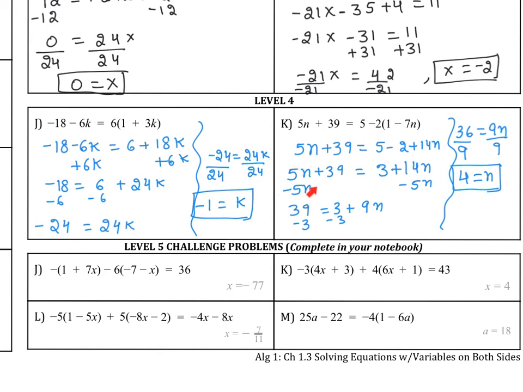Now bring the variable to one side by subtracting 5n on both sides. The 5n and 5n cancel. You're left with 39 here, and 3 plus 9n on the other side. Now subtract 3 on both sides. This side will be 36 and the other side is 9n. To cancel the 9, divide by 9 on both sides. So n equals 4, and that's your final answer.